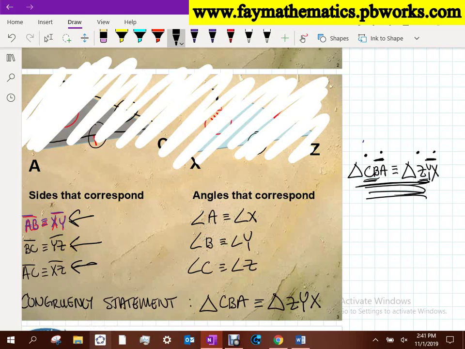If I look at angle C being the first letter, then angle Z is the first letter in the other name, right? So C and Z must match up. B and Y, and then A and X. Does that make sense, everybody?